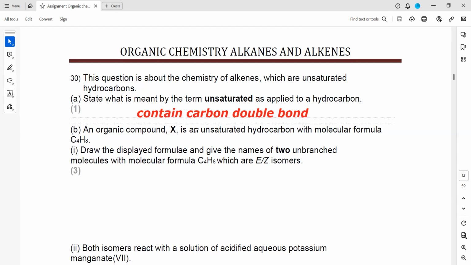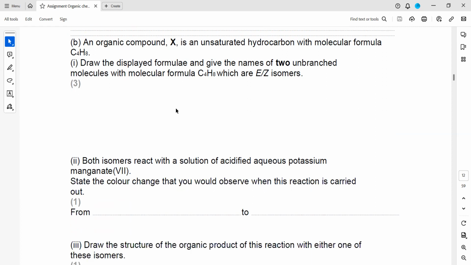Organic compound X is an unsaturated hydrocarbon with a molecular formula of C4H8. Draw the displayed formula and give the two isomers, E and Z. E and Z are geometrical isomers. Whether we draw E or Z depends on which side the heavy groups are. If heavy groups are attached on the same side, we call that cis or Z. And if they are attached on the opposite side, we call that trans.